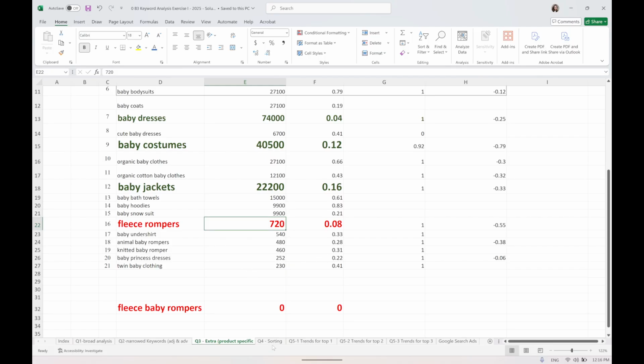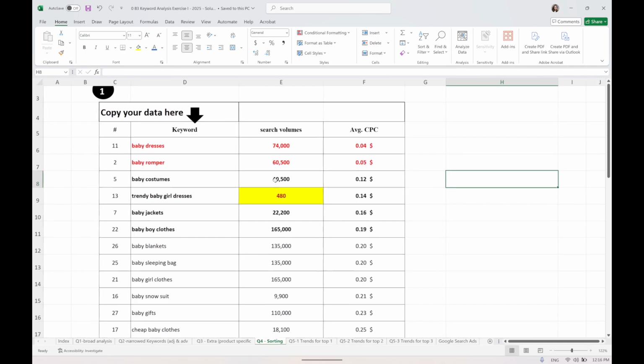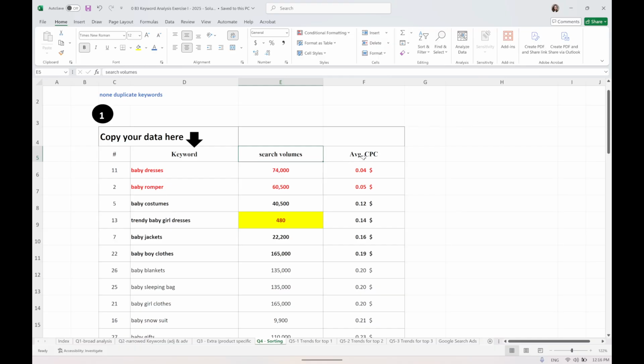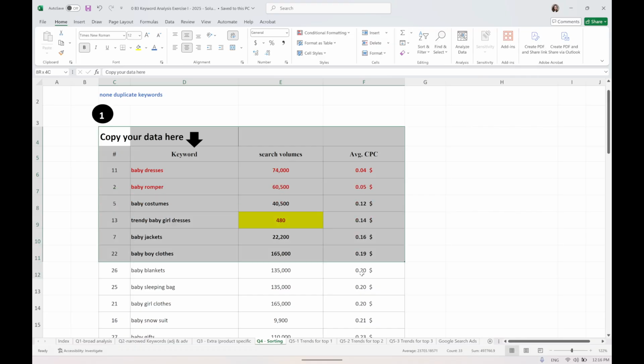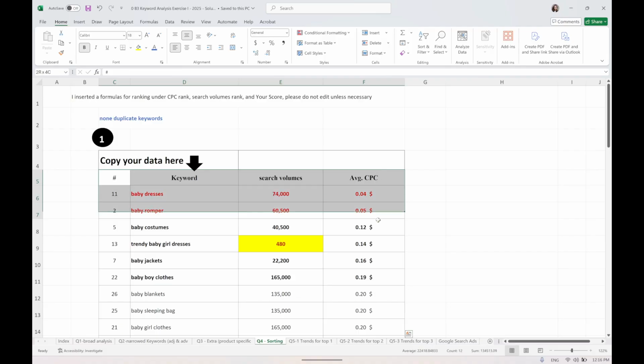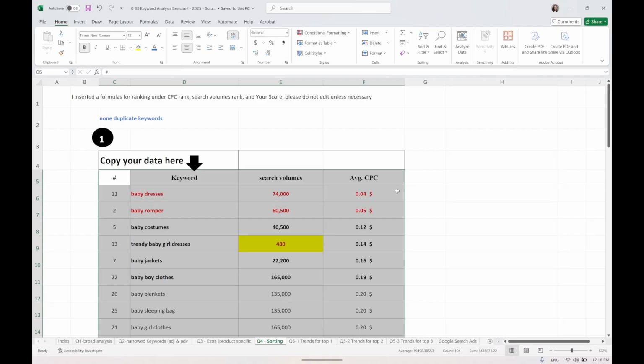So now let's take a look at sorting. I simplified this sheet, and instead of talking about the decision science, I just told you to put here the search volumes and put here the average CPC, and then in fact, please highlight from here. So start selecting the data that you put together.